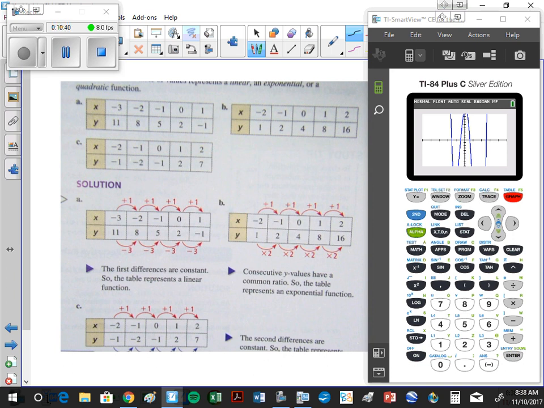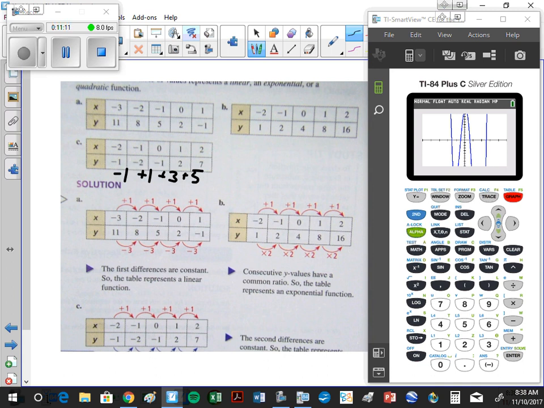All right, letter C. How do we get from negative 1 to negative 2? Subtract 1. How do we get from negative 2 to negative 1? Add 1. How do we get from negative 1 to 2? Add 3. And how do we get from 2 to 7? Add 5. Do you see a pattern there? Not yet. So it's not linear.